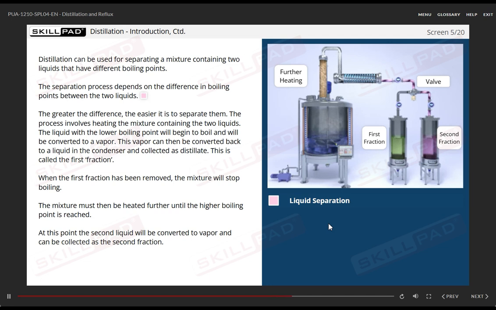When the first fraction has been removed, the mixture will stop boiling. The mixture must then be heated further until the higher boiling point is reached. At this point, the second liquid will be converted to vapor and can be collected as the second fraction.